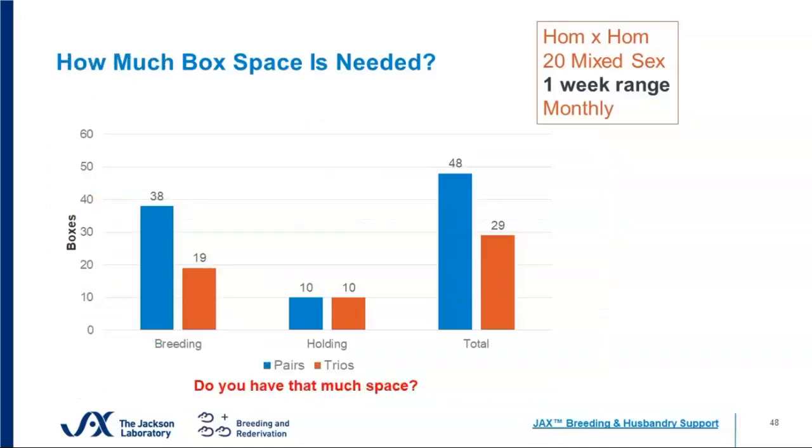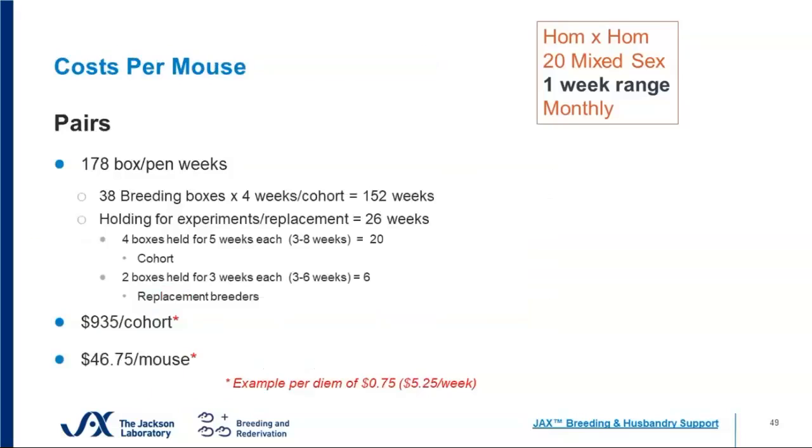We can figure out how much box space again we need. So if we're breeding in pairs, 38 boxes, 19 if we're breeding in trios, and we'll need 10 boxes for holding all of those mice that we need. So 48 total boxes for pairs, 29 for trios, and again, you can make sure that you have the appropriate space. And again, we can calculate the cost of those mice, and we're going to use the same per diem cost of 75 cents per box per day.